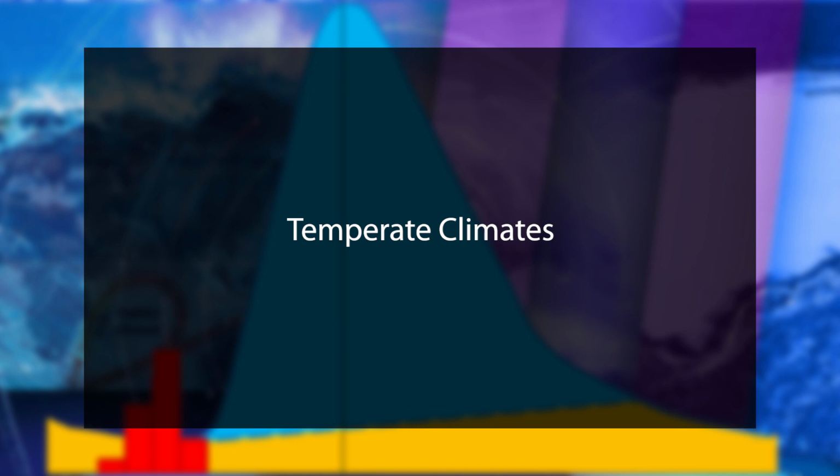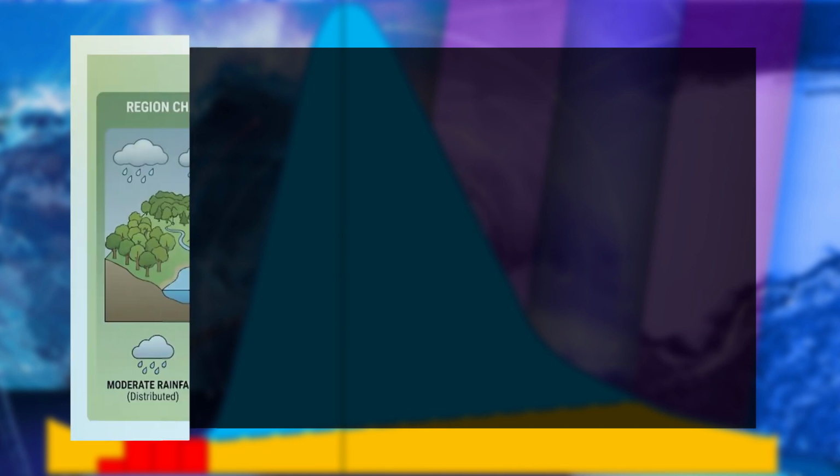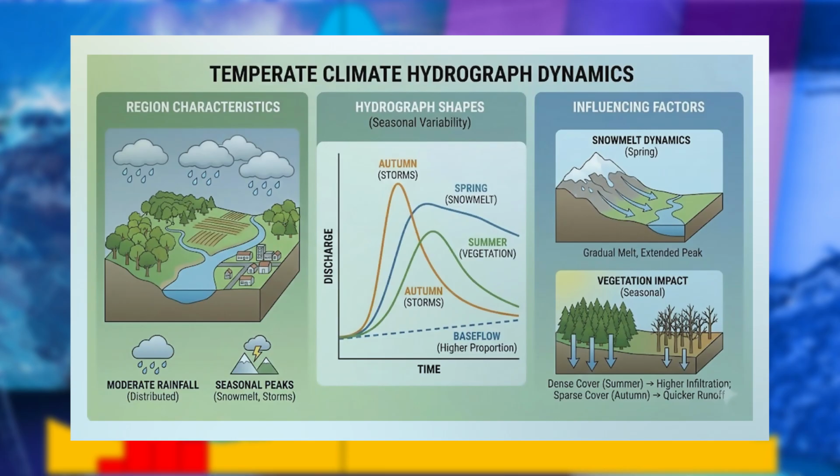Now, if we look at the temperate climate, these temperate climatic regions are characterized by moderate rainfall distributed throughout the year with seasonal peaks, for example, spring snowmelt or autumn storms. Diverse land use and vegetation cover influence the runoff and base flow contribution in these types of climates.